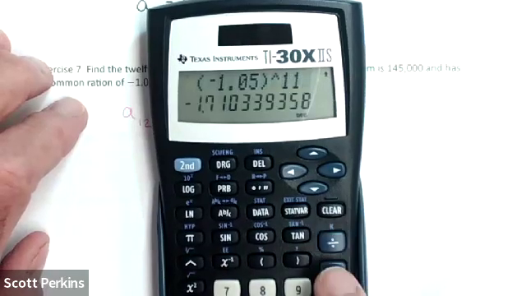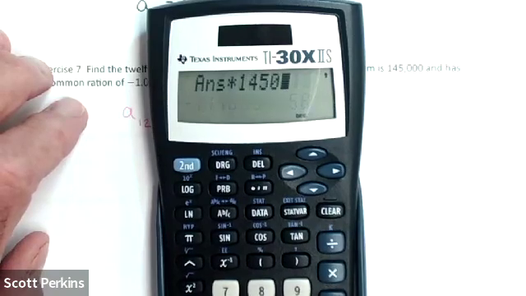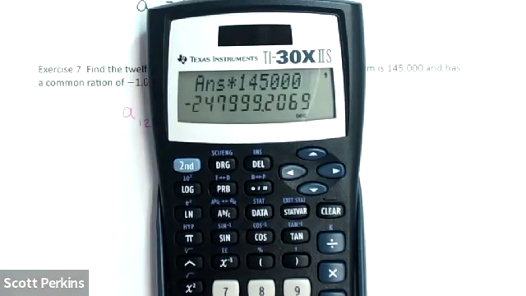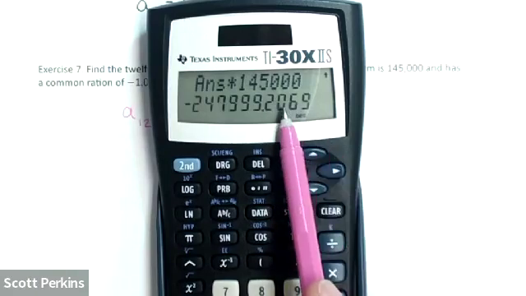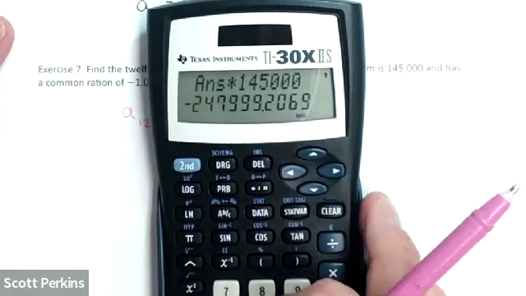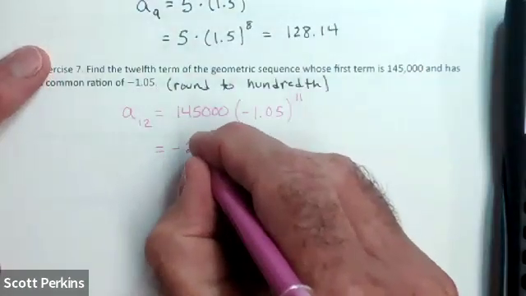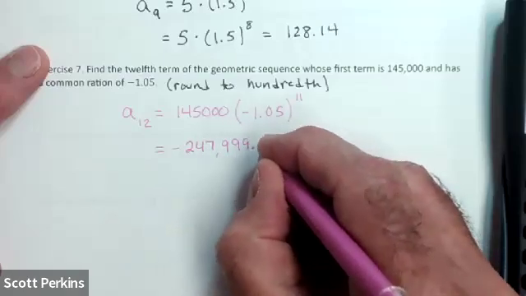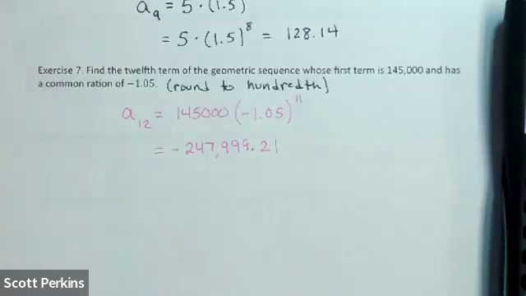All right, now we're going to multiply by 145,000. So just 3 zeros, not 4 zeros. Perfect. There we go. So now the answer is negative 247,999.2069. And rounded to the 100th, I'm going to round that 0 up to a 1 because of the 6 right there. So it's going to be negative 247,999.21. That is the approximate term when I've rounded.